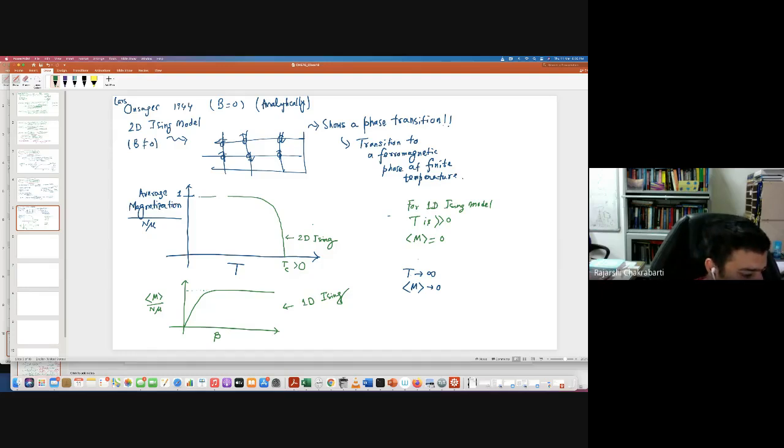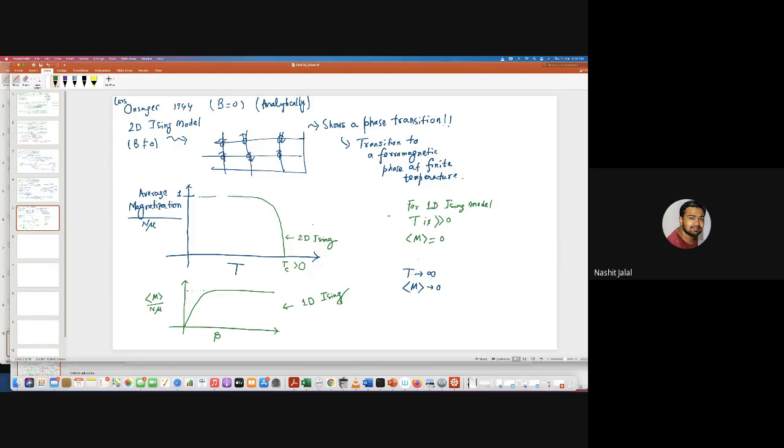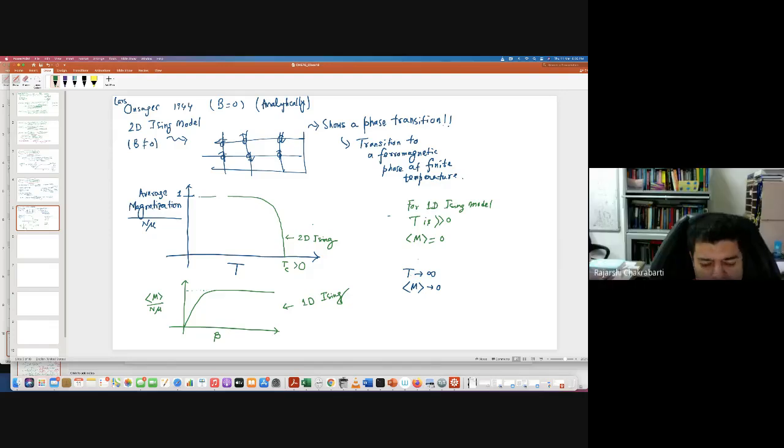Any question? So, sir, essentially in 1D, it would always be lower than 2D? Yes, I'm sure, but I don't want to draw it here because it is not correct to draw these two different systems together.